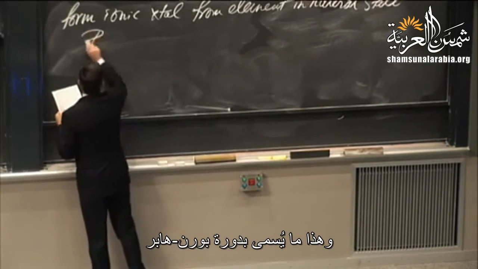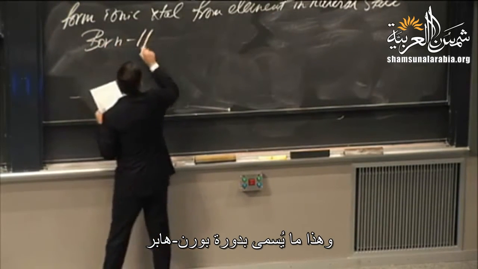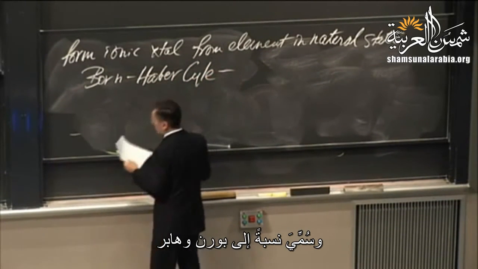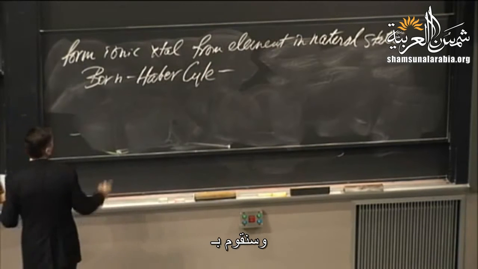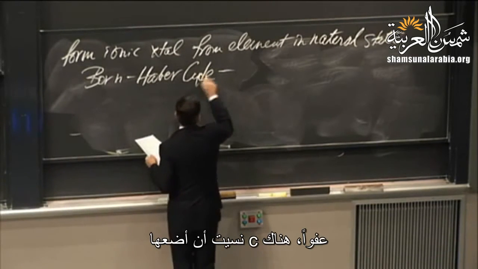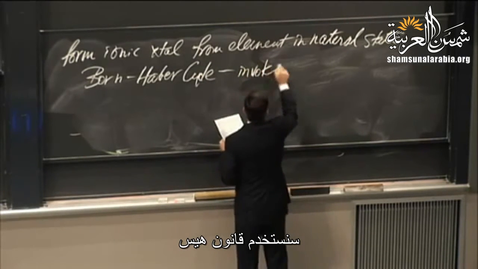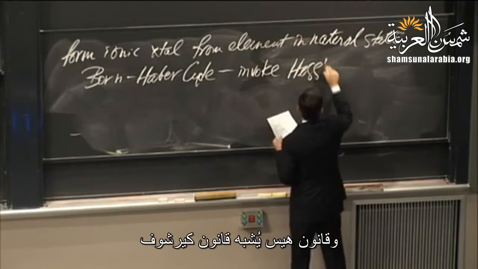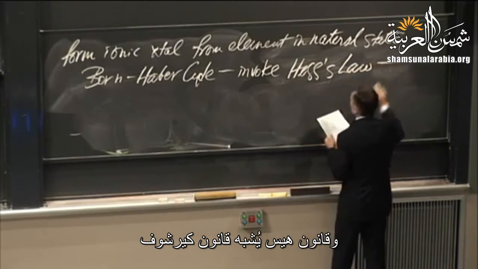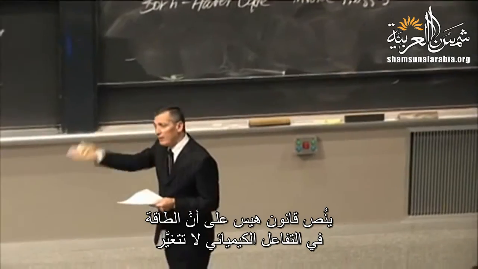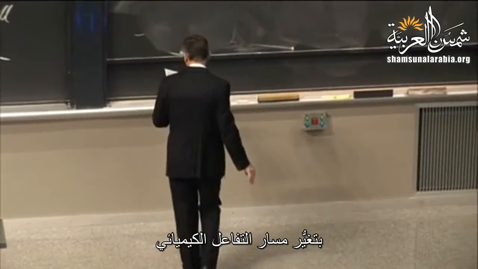This is called the Born-Haber Cycle, named after Born and Haber. What we're going to do is invoke Hess's law. Hess's law is sort of like Kirchhoff's law for electric circuits. Hess's law says that the energy of a chemical change is path independent.